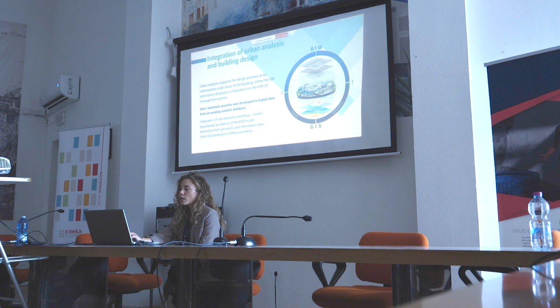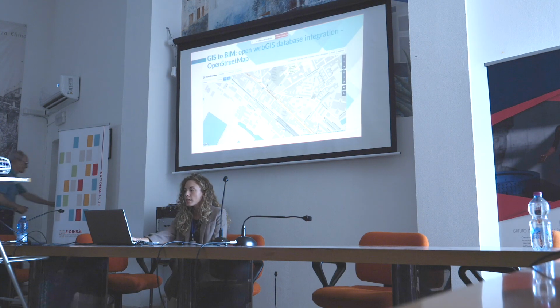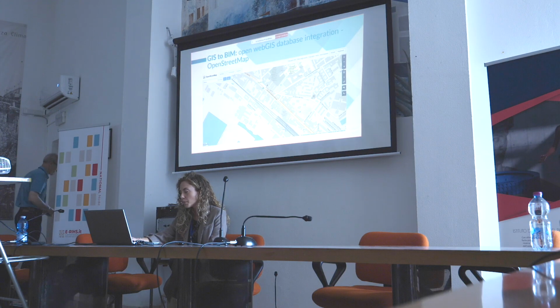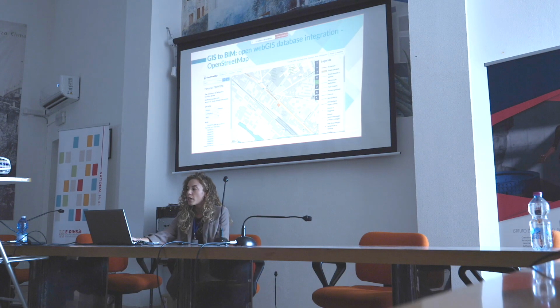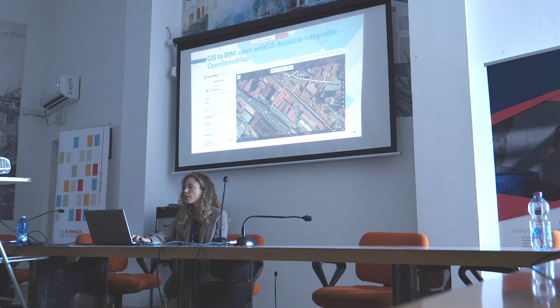The approach involved a semi-automatic process to import data from the existing WebGIS databases and the integration of real elements, such as buildings and streets, as parametric objects of the BIM model. This is an example of the information that can be found on existing open WebGIS, which could be manually integrated into the model depending on the scope of the analysis. As you can see, the GIS database also contains several pieces of information on the elevation of the urban fabric.